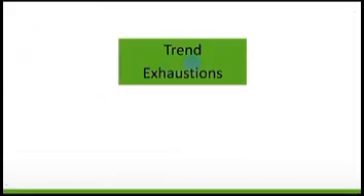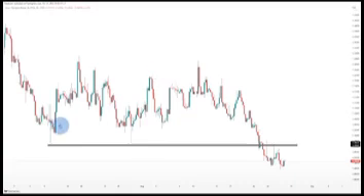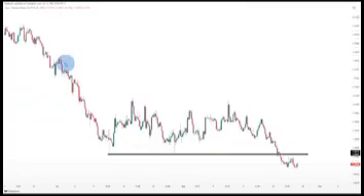Next, let's talk about trend exhaustion. What we have here is a range. We are looking at the market moving sideways. We have here 2 support touch points, and we have a very long sideways range. When we zoom out, what we can see is that, very similar to the previous example, we have a trend and the market moves sideways.